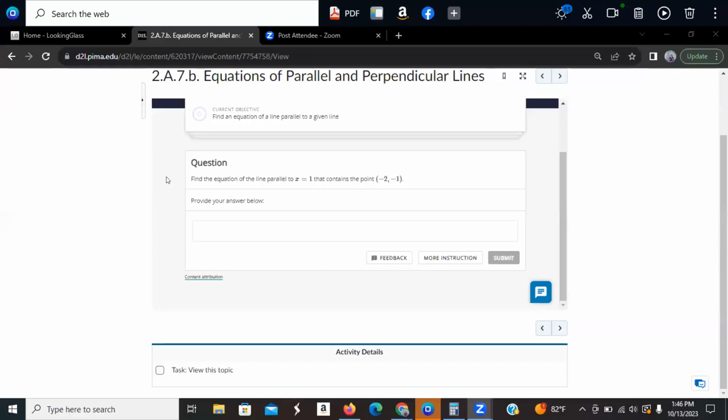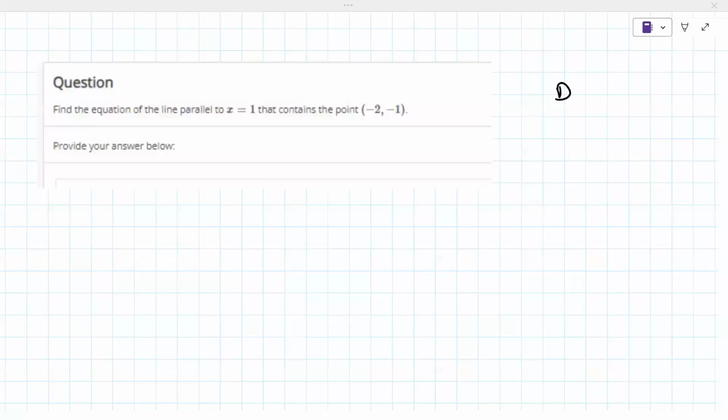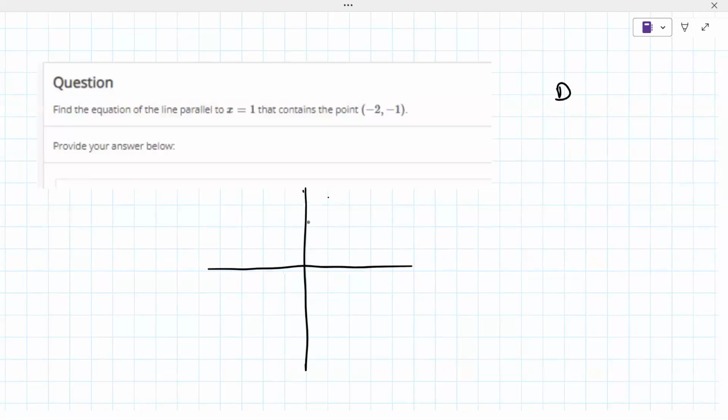All right, well, this one's a little bit different. Let me grab a snip here. If you're ever struggling with how to graph something, I would use the Desmos graphing calculator. Let me share my screen here. So x equals 1, do you remember if that's a vertical or a horizontal line? Is it horizontal or vertical? Vertical. Yeah, it's a vertical one through there.